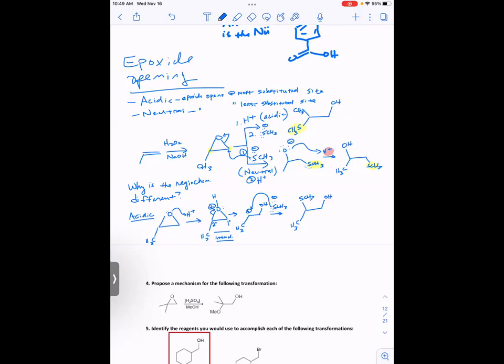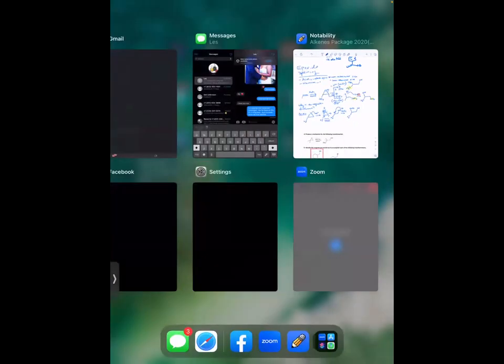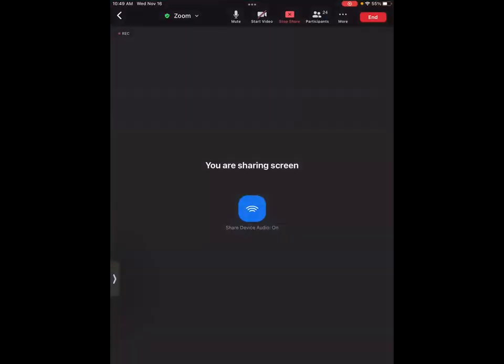You may not know the entire mechanism for every single reaction, but if I gave you a reaction and gave you the pieces, you should be able to put the arrows in. You understand what I'm saying? So if I gave you all the steps and asked you to supply the arrows for each step, you should be able to do that. If that makes sense. Yeah, it does. I got you. Okay, all right, no problem.